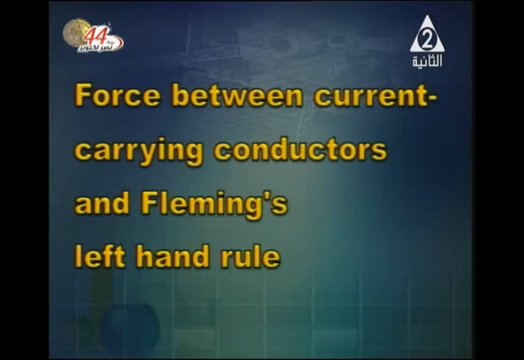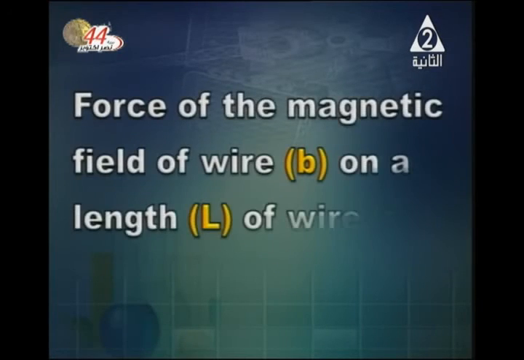Force between current carrying conductors and Fleming's left-hand rule. Okay, we've got something very important now. We'll calculate the force between two current carrying straight wires. Your attention, please. Force of the magnetic field of wire B on a length L of wire A. So the field of wire B will exert a force on wire A. In other words, wire B will act as a magnet to the other wire, wire A.